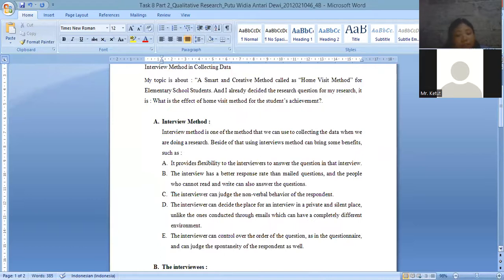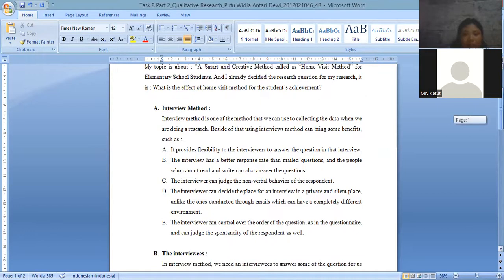And next, the interviewer can decide the place for an interview, maybe a private or silent place. Also, interviews can be conducted through emails, which can have a completely different environment. And the last is that the interviewer can control the order of the questions as in a questionnaire and can also judge the spontaneity of the respondent as well. So those are the benefits of using the interview method.